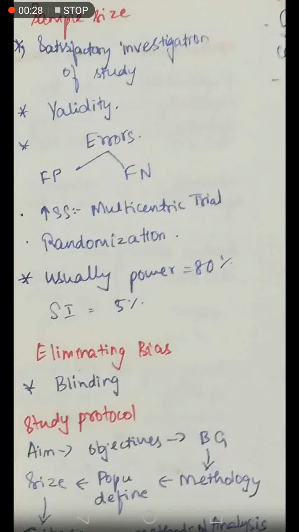There are two types of errors, false positive and false negative. These errors will not happen if the sample size is adequate or satisfactory. The sample size can be increased by doing a multi-centric trial, meaning involving patients in nearby hospitals as well. Randomization is usually done in order to prevent bias. Usually the power is calculated with an 80% cutoff, and the significance level is set at a 5% cutoff.